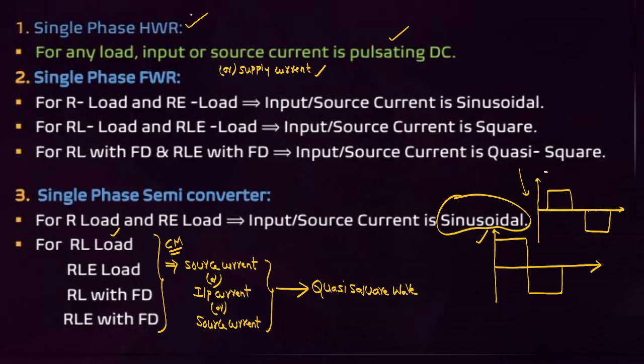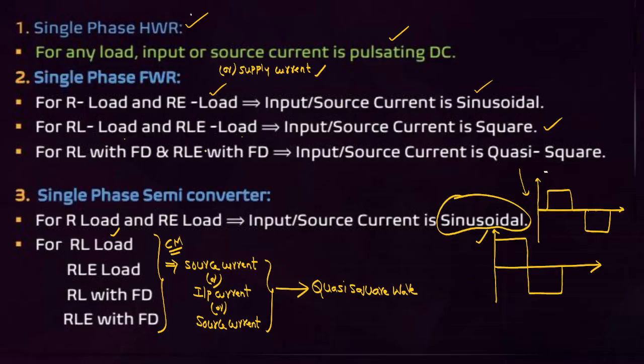Single phase full wave rectifier, R load and RE load, input or source current is sinusoidal. If they give RL load and RLE load, let us assume that it is a continuous mode. Source current is a square wave. Unless otherwise specified, full wave rectifier RL and RLE load is the continuous mode only. That's why source current is a square wave.